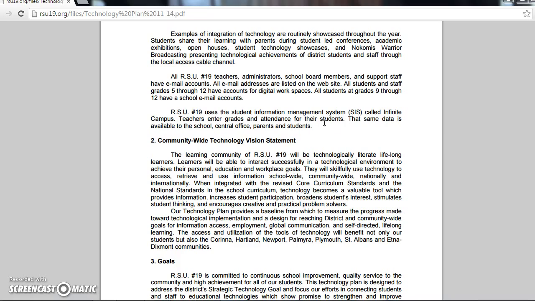Going back to the digital workspaces, all of our portfolios are now digital, and it says grades 5 through 12, but this is an old technology plan. We actually have K through 12 now. All the students have their own digital workspace.